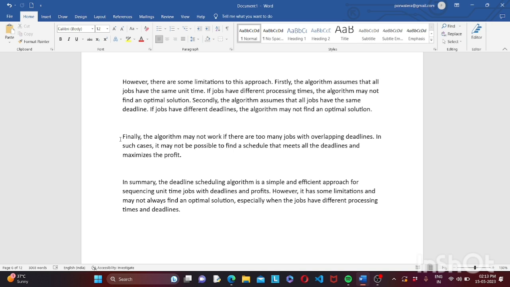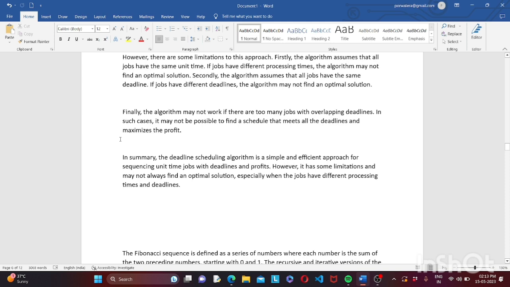Secondly, the algorithm assumes that all the jobs have the same deadline. If the jobs have different deadlines, the algorithm may not find an optimal solution. And finally, the algorithm may not work if there are too many jobs with overlapping deadlines. In such cases, it may not be possible to find a schedule that meets all the deadlines and maximizes the profit. So in summary, the deadline scheduling algorithm is a simple and efficient approach for sequencing unit time jobs with deadlines and profits. However, it has some limitations and may not always find an optimal solution, especially when the jobs have different processing times and deadlines.